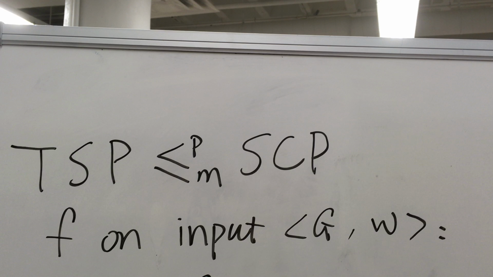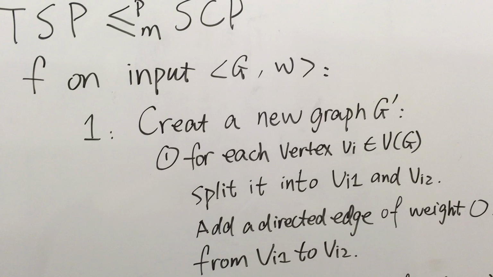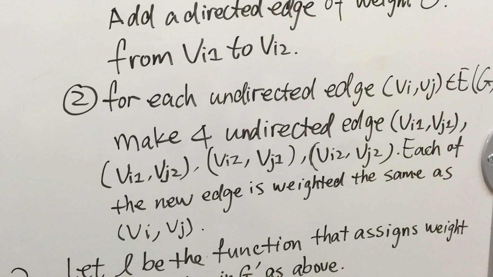We will do a reduction from traveling salesman problem to stacker crane problem. We will build a function f on input GW. The first step is creating new graph G prime. First, copy all the vertices in G to G prime. For each vertex vi in G, split into two vertices vi1 and vi2. Add a directed edge of weight 0 from vi1 to vi2.